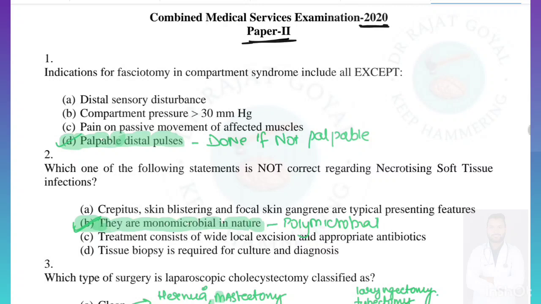Indication of fasciotomy in the compartment syndrome include all except. Palpable distal pulses is not an indication of fasciotomy, because fasciotomy is done when the pulses are not palpable. In compartment syndrome, compartment pressure greater than 30 is an indication. Pain on passive movement is also an indication, and distal sensory disturbance is also an indication. So here the answer will be D.